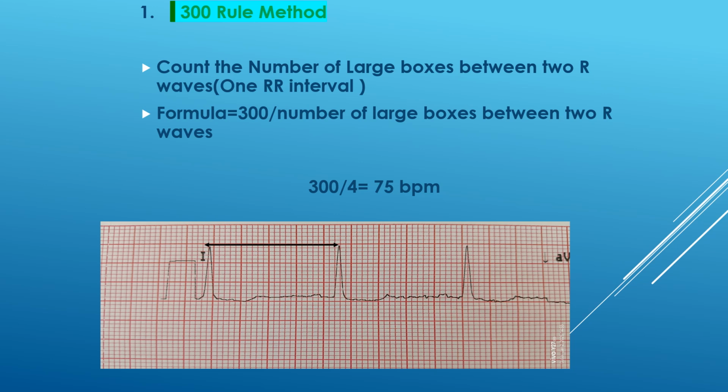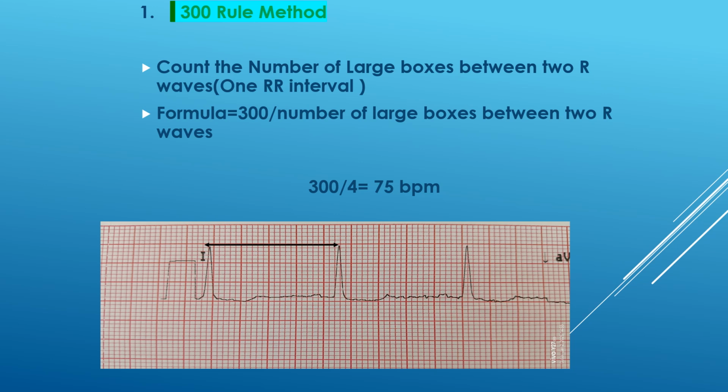The first method is the 300 rule method. What we have to do for this method: first, count the number of large boxes between the two R waves. As you all know, we have large squares, and inside one large square there are small squares also. So for the 300 rule method, between the two R peaks, or between the two R waves, you have to count how many large boxes there are.